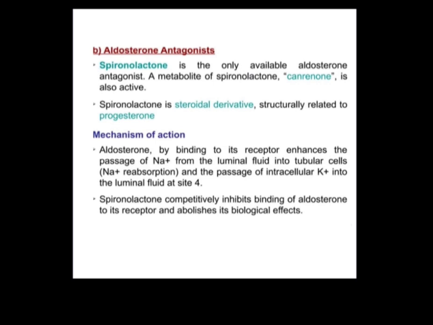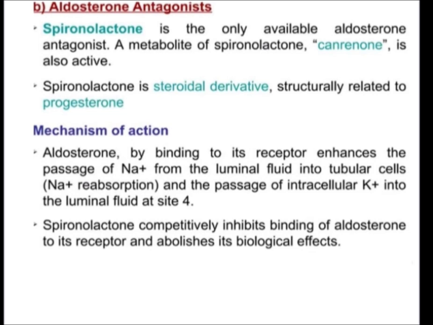Mechanism of aldosterone antagonists. Aldosterone binds to its receptors and enhances sodium and potassium passage in the luminal fluid. Spironolactone competitively inhibits the binding of aldosterone to its receptors and abolishes its biological effect. These are the mechanism, function and classifications of diuretics. Thanks for watching.